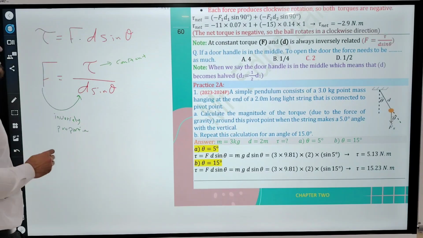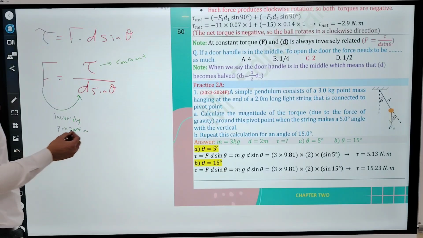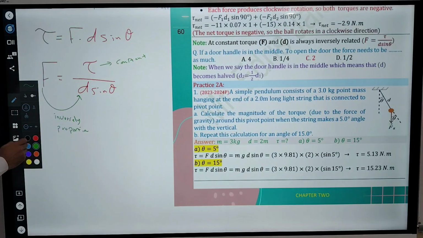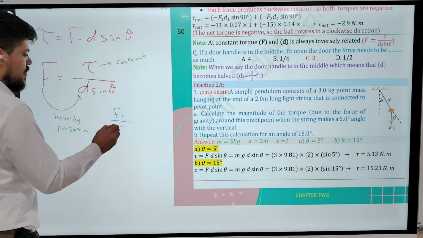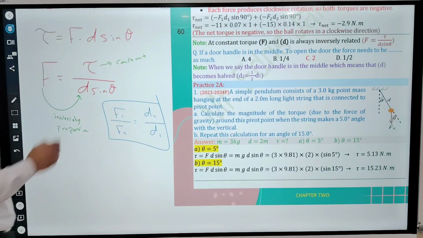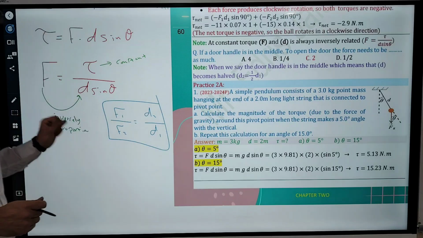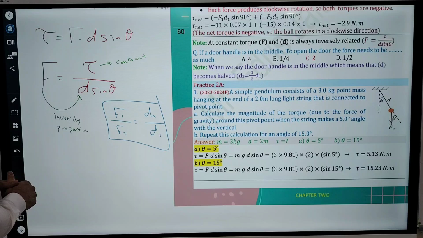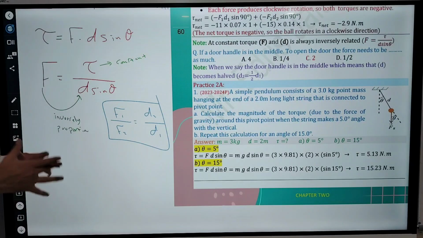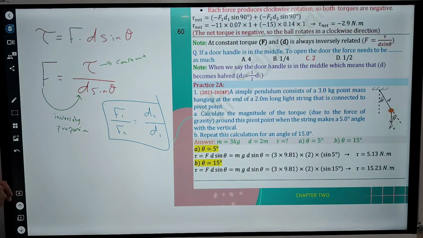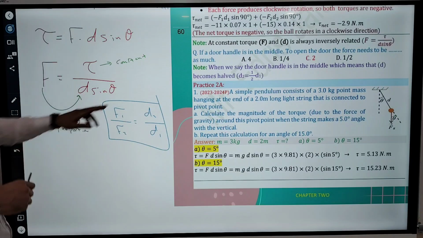So if two forces or two distances are given in the question, how can you determine the relation between the force and the lever arm? By using this equation: F1 over F2 is equal to D2 over D1. Okay? If the distance decreases by factor half, how does the force change when the torque is constant? Because the distance becomes half, the force becomes twice as much. Okay? And so at constant D and sine theta, the force and torque are directly proportional. Okay? So look at this question.